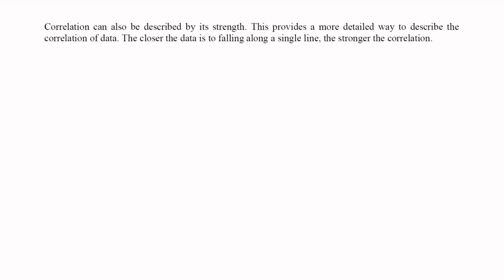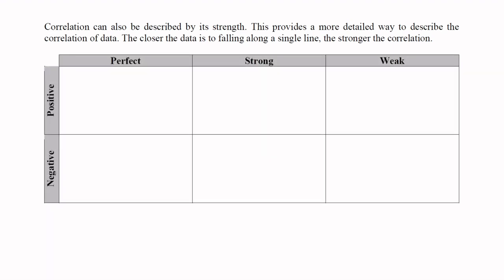Correlation can also be described by its strength. This provides a more detailed way to describe the correlation of data. The closer the data is to falling along a single line, the stronger the correlation. So we've talked about positive and negative correlation. Now we're going to break it down into perfect, strong, and weak correlation.